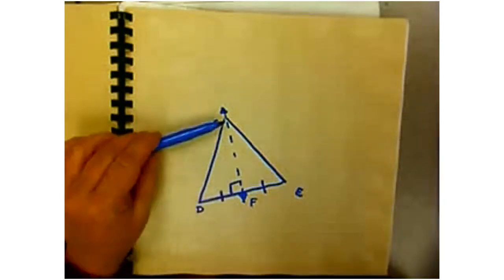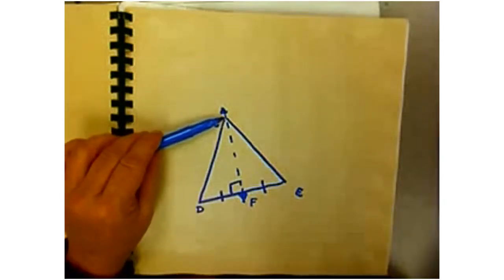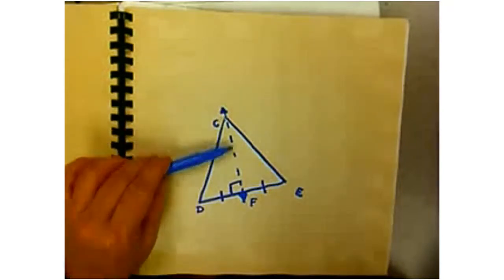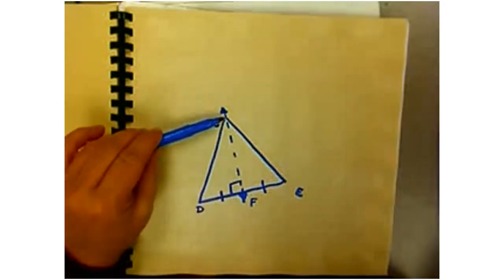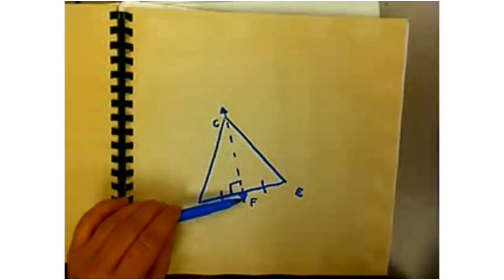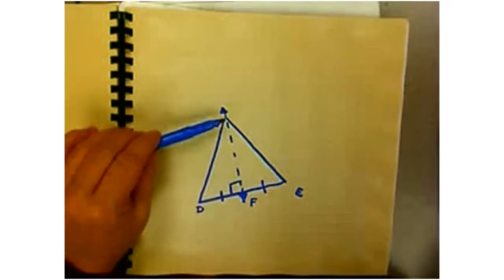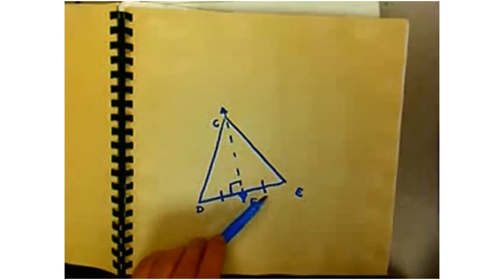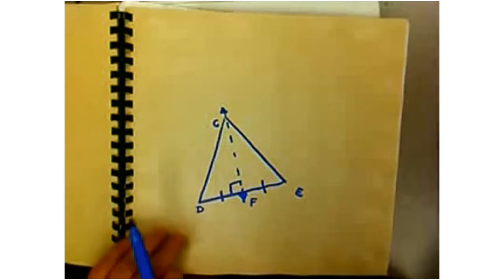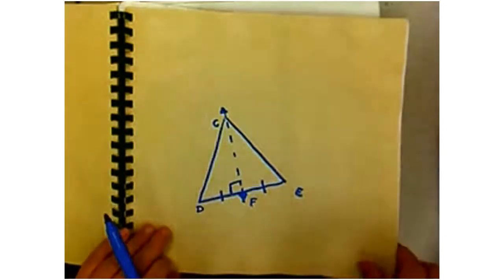So by definition of altitude and definition of perpendicular bisector, we know that this line CF is both. It's the altitude because it extends from the vertex at a 90-degree angle to the side opposite, and it's a perpendicular bisector because it divides the side opposite exactly in half, and that's indicated by the 2 tick marks.